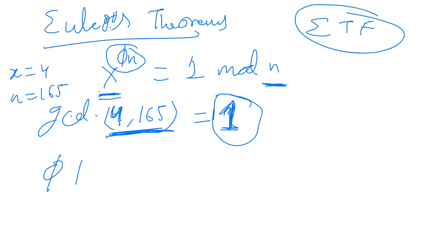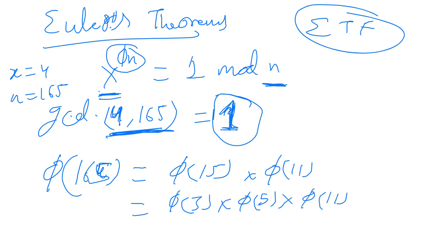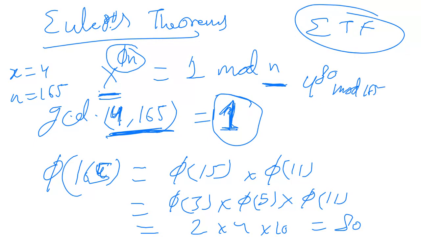So we have calculated the Euler's quotient function of 165, that is phi of 3 into 5 into 11, which is 2 into 4 into 10, equal to 80. So we have considered 4 to the power 80 mod 165 is equal to 1.